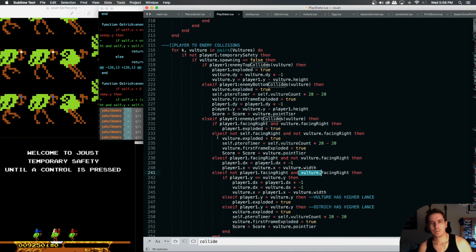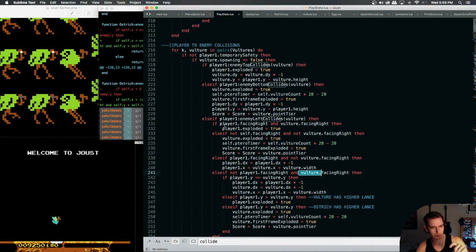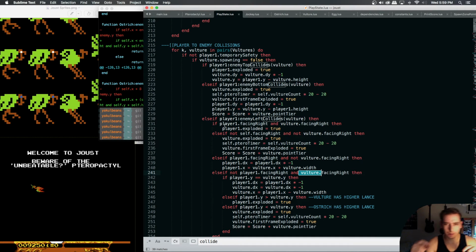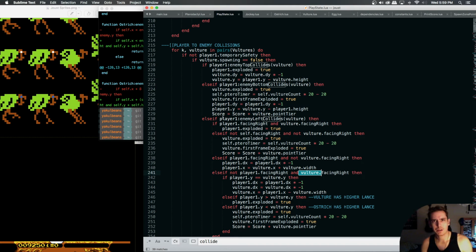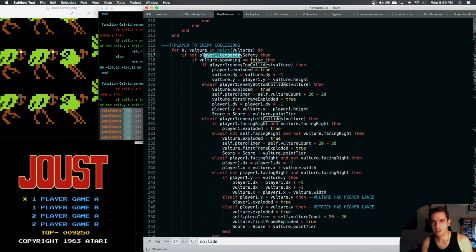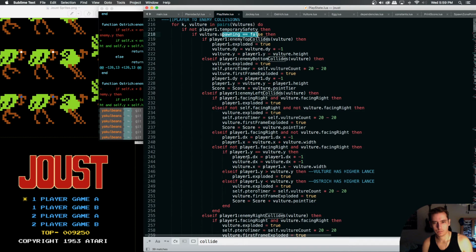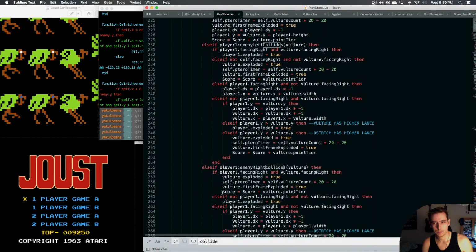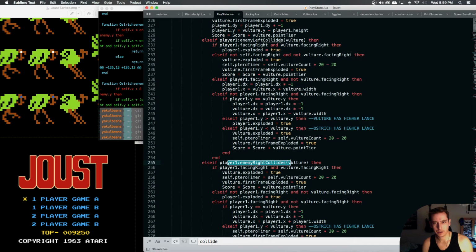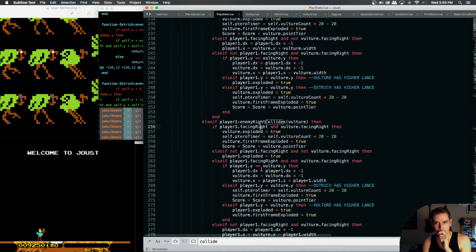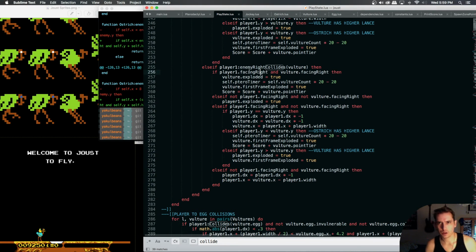Because for some reason, let's use the example of when the ostrich comes from the bottom and collides with us. We're facing right, they're facing left. So what should happen there is the player's not in temporary safety, vulture is no longer spawning, and player enemy right collides is true. So let's walk through this.